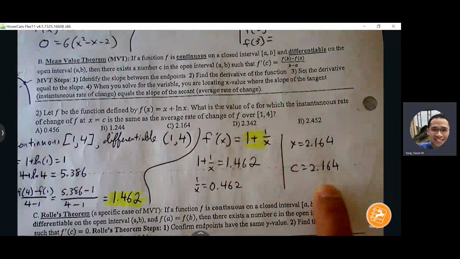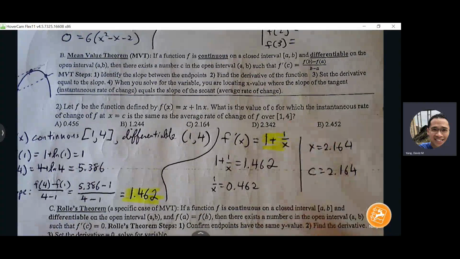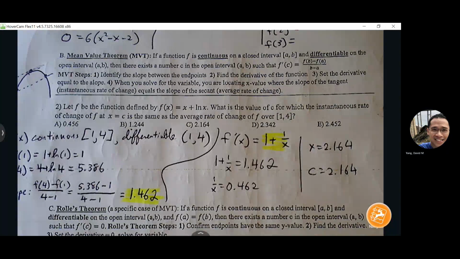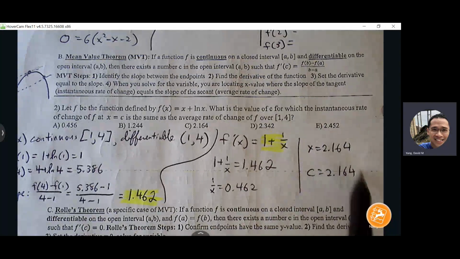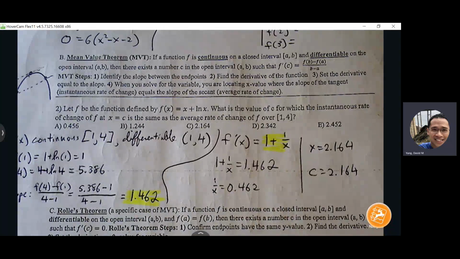And then your c value is guaranteed to be between what? Between 1 and 4, right? It's got to live on that interval. If you don't find a value between 1 and 4, that means something didn't go quite right. We were guaranteed at least one value.